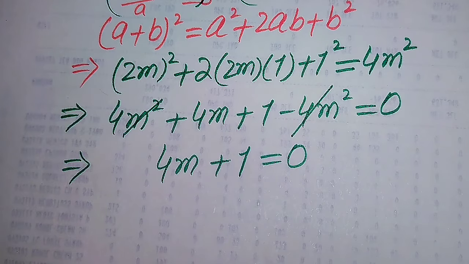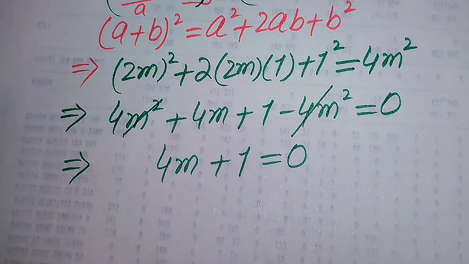But here our target is to get the value of m. For this we move plus 1 to the right hand side, and it becomes 4m equals minus 1. Now we divide both sides by 4 in order to find the value of m. So this 4 and this 4 are gone, and we get m equals minus 1 divided by 4. So this is the value of m which we get in this method.